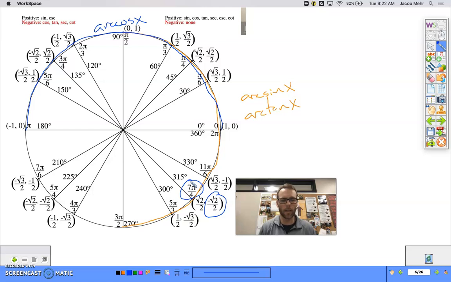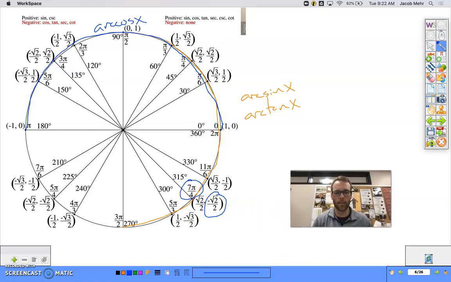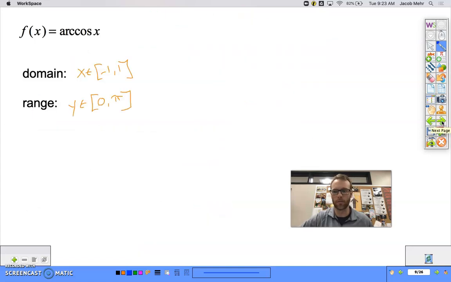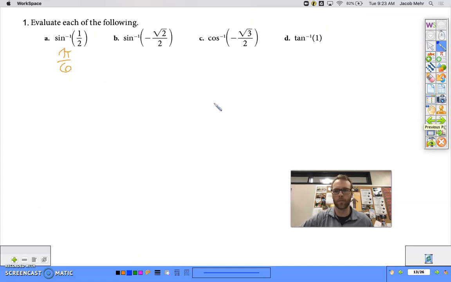However, what is the range? Okay, for arc sine, it's negative pi over 2 to pi over 2. 7 pi over 4 is not in there. We have to write it instead as its negative coterminal angle, which would be what? Negative pi over 4 is the same as 7 pi over 4. All right, so just be careful. We might want to use something like 7 pi over 4, but that's not in the range.